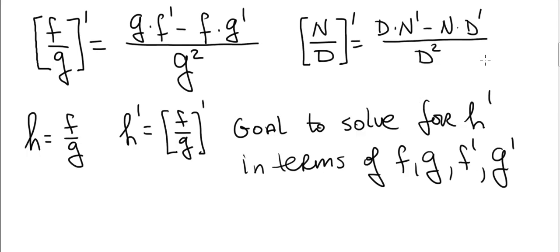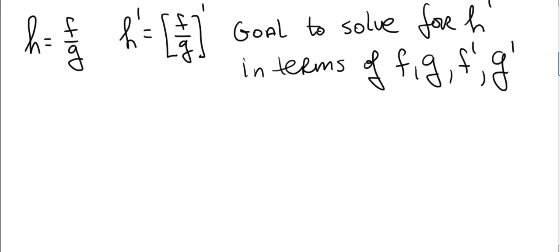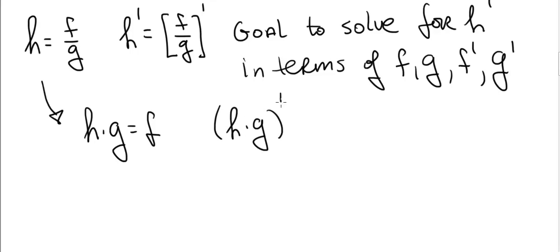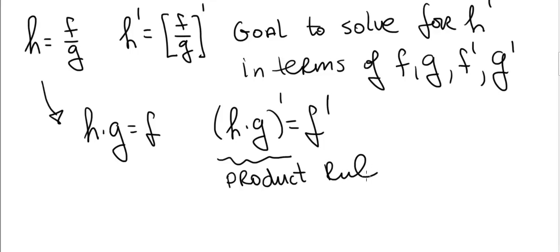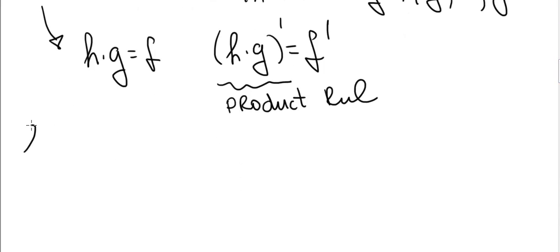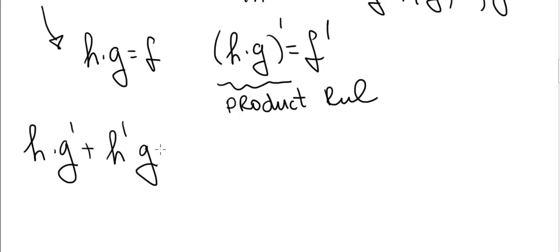First step, we're going to multiply both sides by g, so that h times g is equal to f. Let's differentiate both sides. The derivative of h times g is f prime. And here we can use the product rule. So the derivative of h times g by the product rule is h times g prime plus h prime times g, and that's equal to f prime.